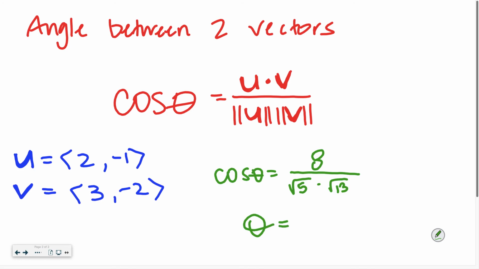Now, people, look up here. If you type in 8 divided by radical 5 times radical 13 with no parentheses whatsoever, it's not going to work. You have a product in your denominator. You need parentheses if you have a product in the denominator. Well, it's the inverse cosine of that. Oh, cool. I'm in degrees.